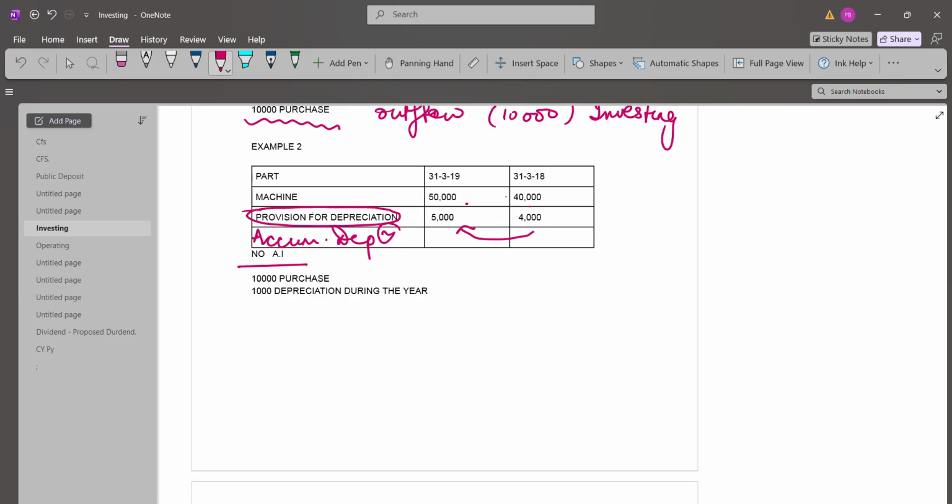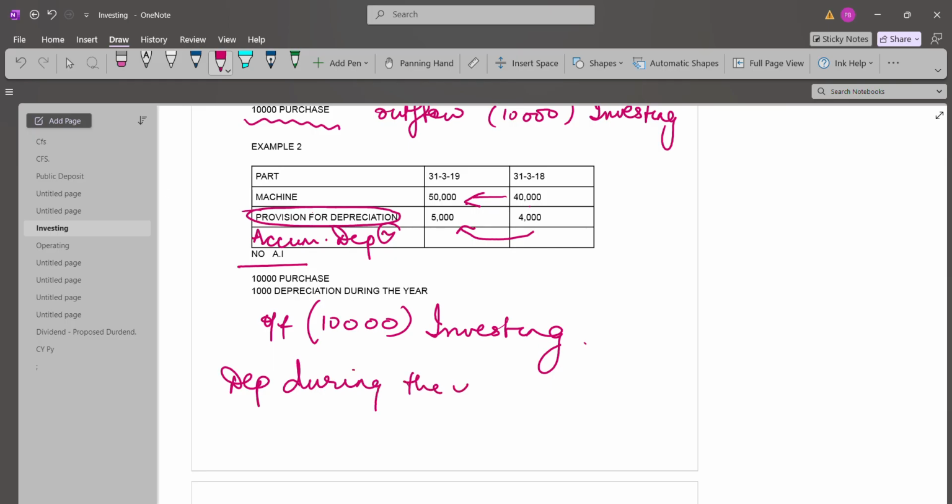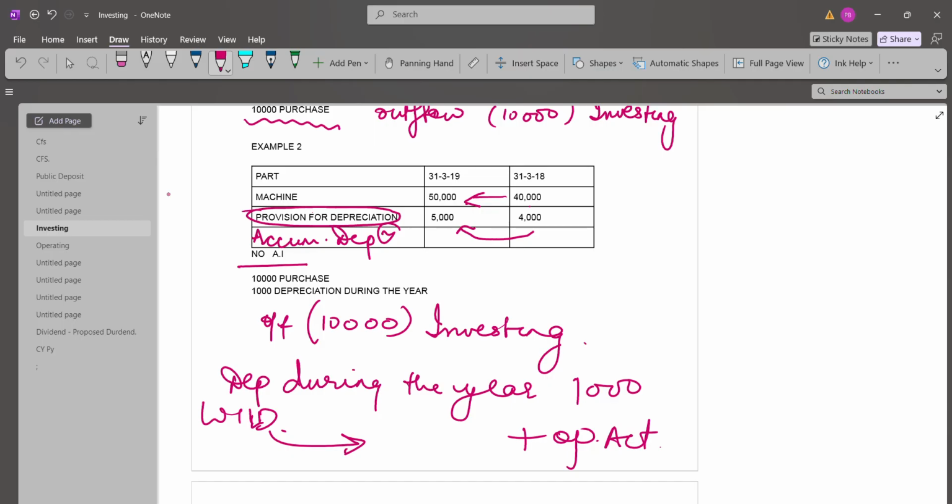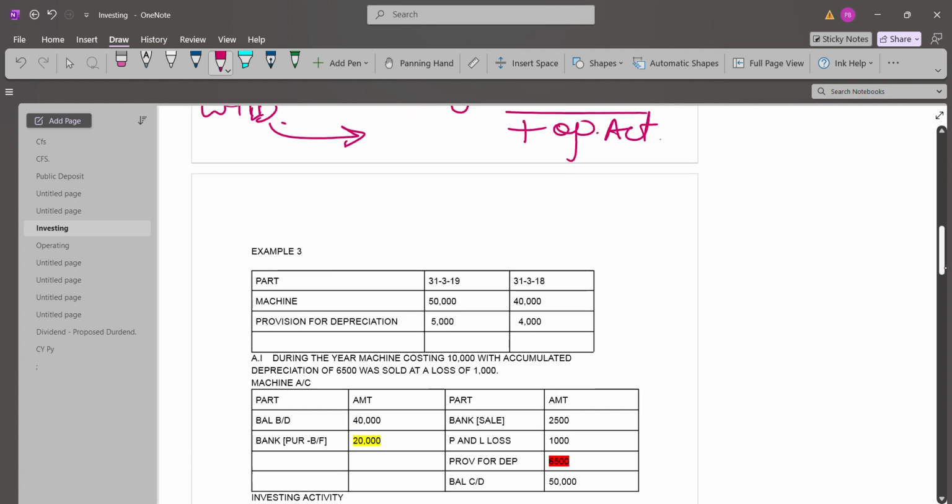This means that there is a purchase of 10,000 for the machine, which is our outflow, same as the previous example, investing activity. But along with that, we have one more thing, depreciation during the year. This is that depreciation which we show or add in our operating activities. In operating activities, we add the depreciation. It will be this depreciation charged on this machine during the year.